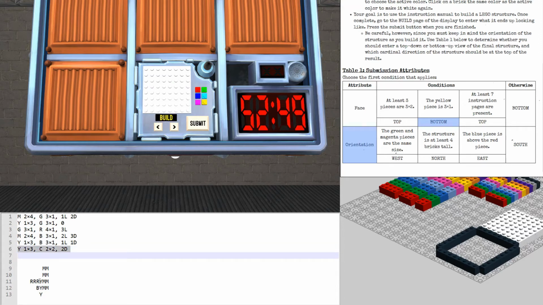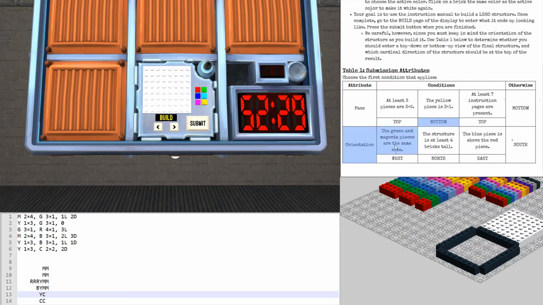So we have our yellow. We need to go 2 down from the yellow and then place a 2x2 cyan here, but the cyan is on top of it, so the yellow remains visible from the bottom. Now, there are 2 things to note. The first one is the orientation. Let's take a look at that.